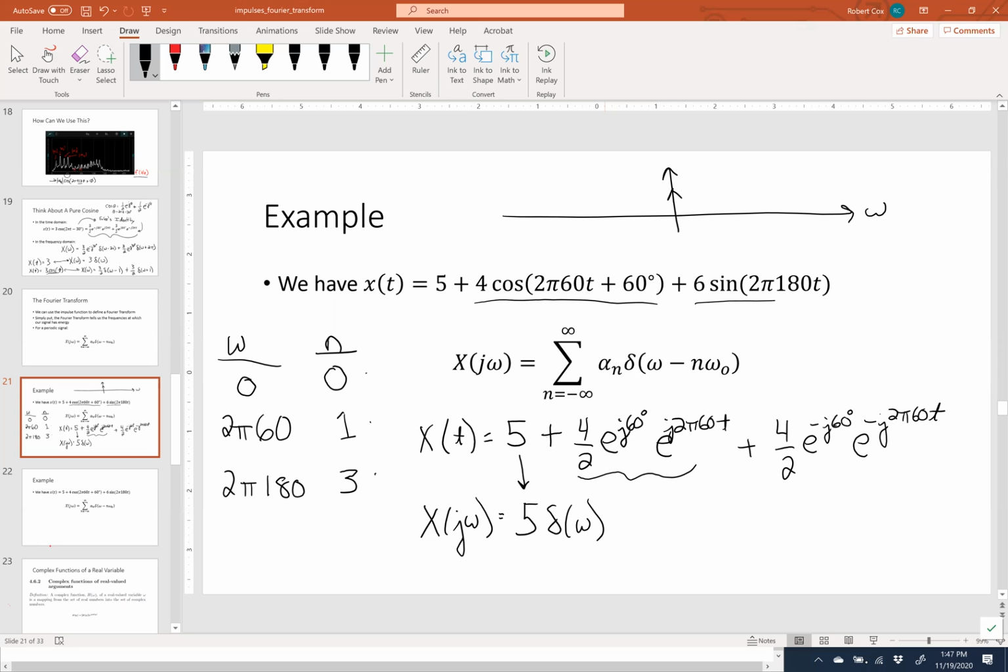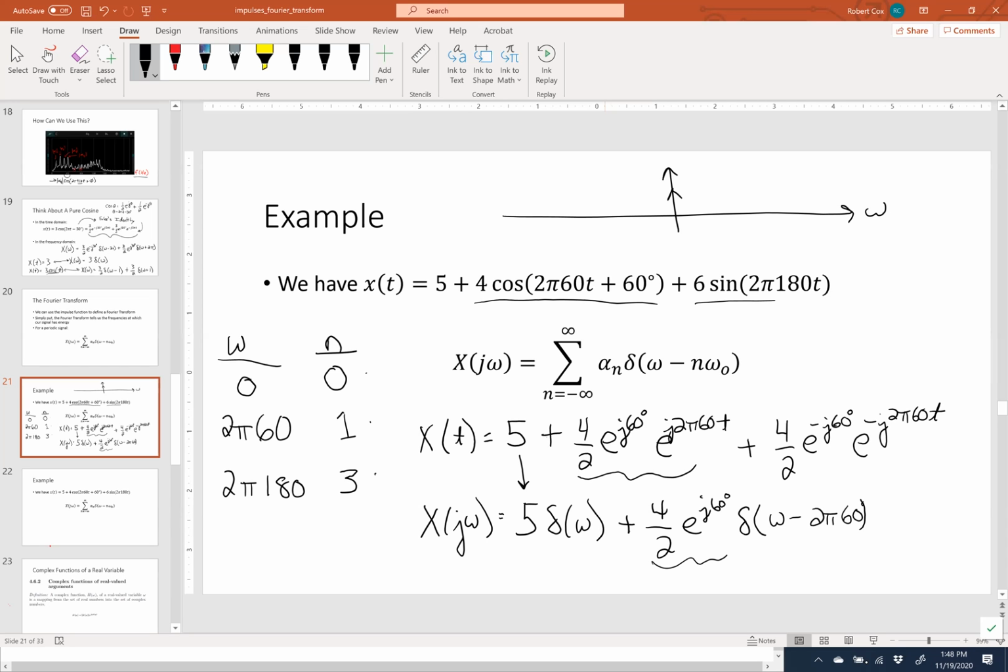The way I'm going to write that is, that means I have this amount of stuff, 4/2 e to the j 60, at omega minus 2 pi 60 radians per second. Okay, so let's stick with that for a second. I have basically this amount of stuff, 4/2, this is my alpha value, located at a frequency omega equal to 2 pi 60.